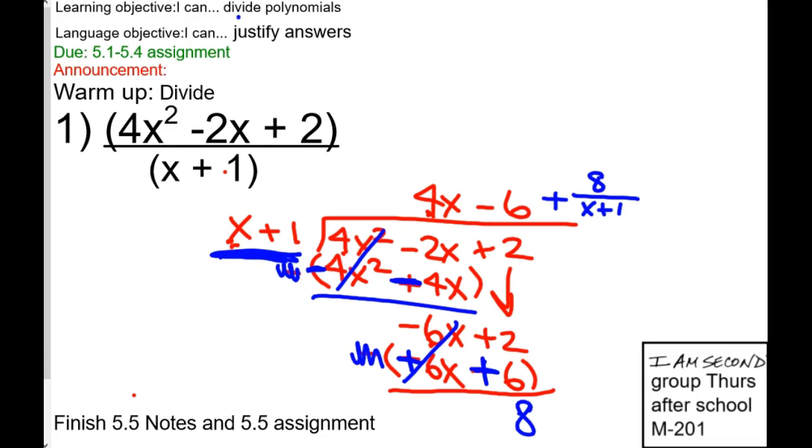So, I'm going to show you a different way to divide that might be easier for you. Okay? It's called synthetic division. Two class days ago, which was Friday, we did notes for 5.5. We only did the front side. I want you to pull out 5.5 notes. We're going to do the back side right now.